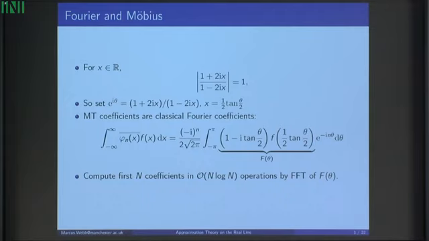And the expansion coefficients in this orthonormal basis for a function f, given by this integral because it's an orthonormal basis, are actually Fourier coefficients of this modified function. So you can compute the first n coefficients in this basis using the FFT. Quite a nice property.